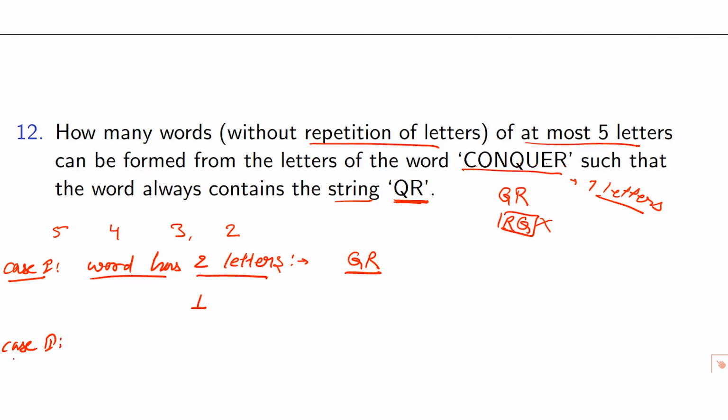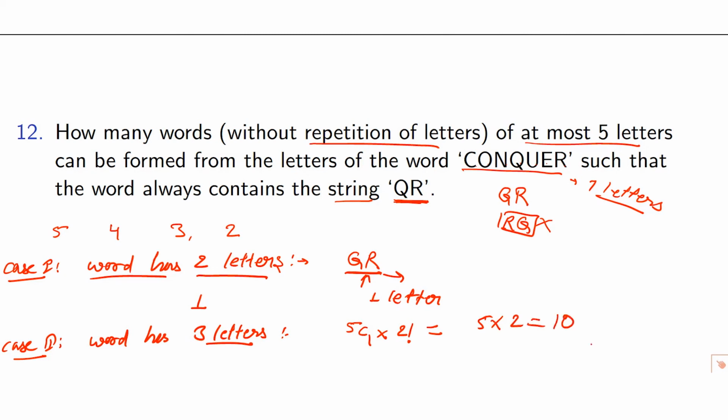Case second, when the word has 3 letters. Here, since QR must be there, we will consider QR as a single string, as one letter, and the remaining one letter can be chosen from any of the five letters. So it can be done in 5C1 ways. Now these two letters, QR as a single letter and one chosen letter, can be arranged in 2 factorial ways. So the number of words of 3 letters will be 5 into 2, that will be 10.